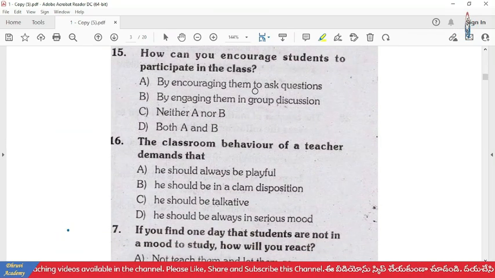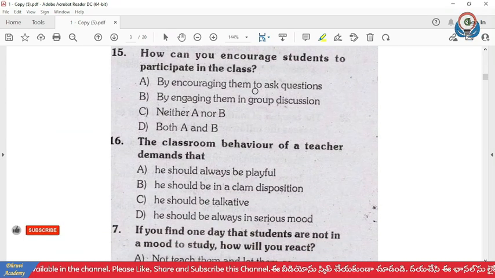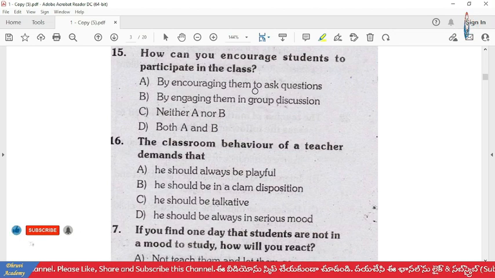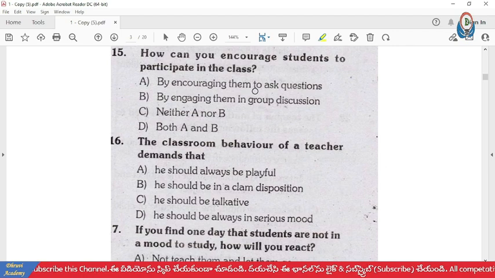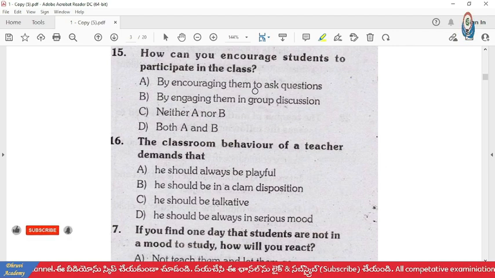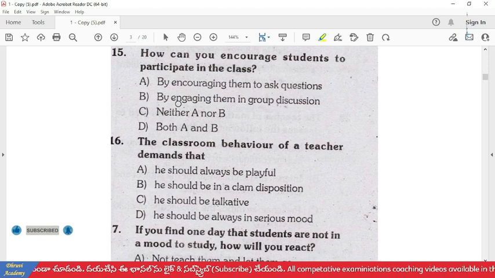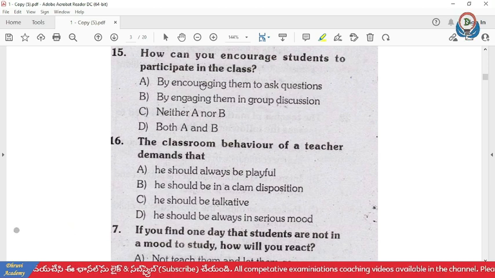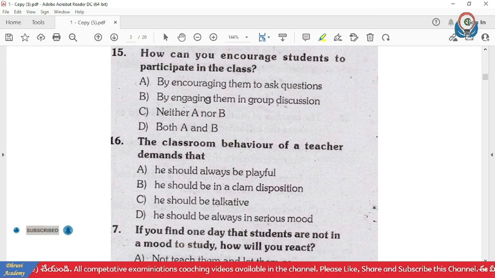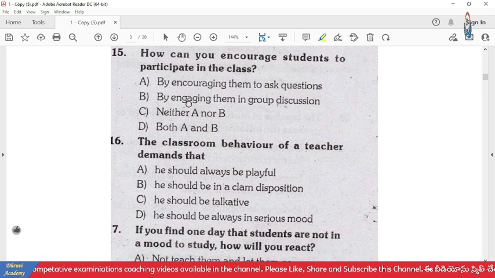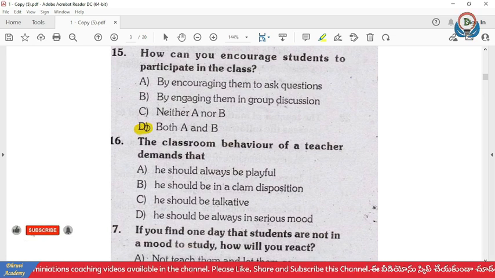How can you encourage students to participate in the class? By A, encouraging them to ask questions, B, by engaging them in a group discussion, C, neither A nor B, D, both A and B. Which is the right answer? The answer is by encouraging them to ask questions. We should encourage them to ask questions, and by engaging them in a group discussion. Both A and B are right.